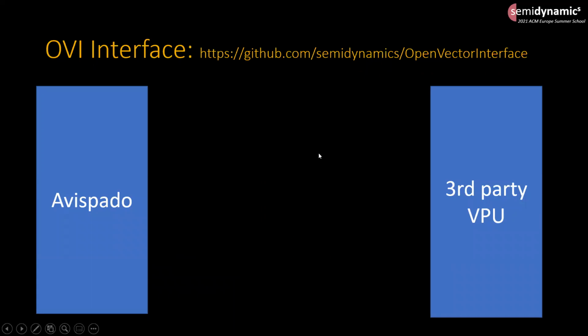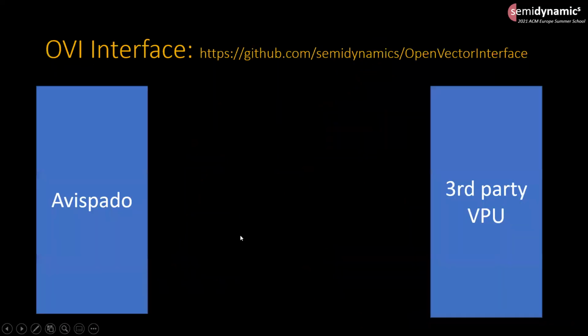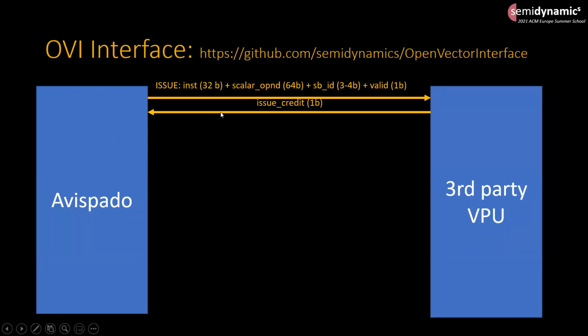If we go back and think about this OVI interface, these two sets of signals, you have your own vector unit, possibly with secret instructions that you want to do. What do you need to implement to talk to the core? Well, the first thing that Avispado will do is send you this group of signals: hey, I'm sending you an instruction. I'll go through this in more or less detail. We give you the full 32 bits of the instruction.